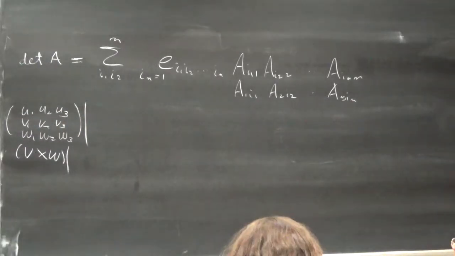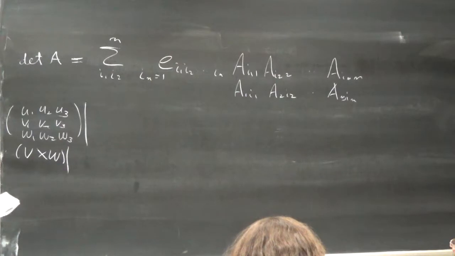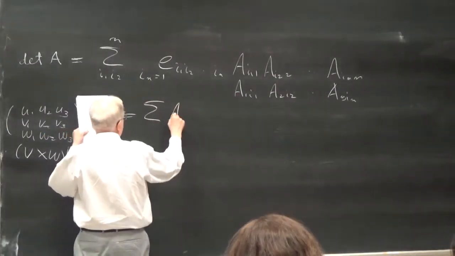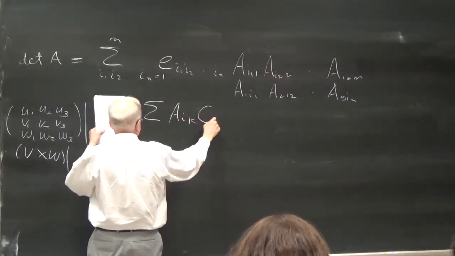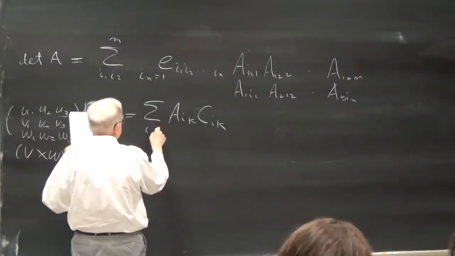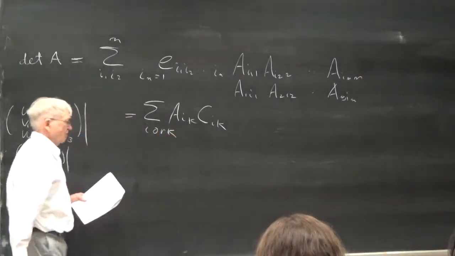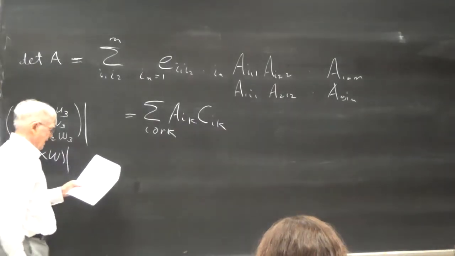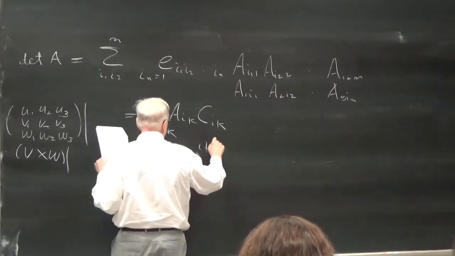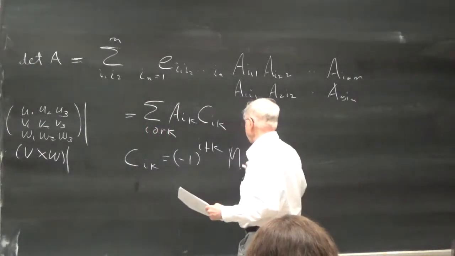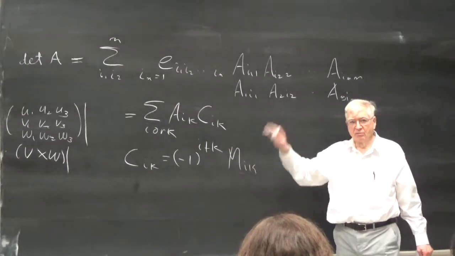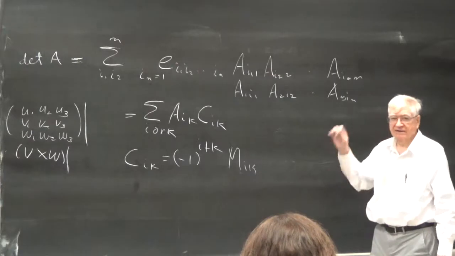And once again, you can rewrite this in terms of cofactors and so on and so forth. In other words, the sum of AIK, CIK, summed over I or K, but not both. And CIK is -1 to the I plus K times the minor IK, and the minor is the determinant of the matrix where you blot out row I and column K.